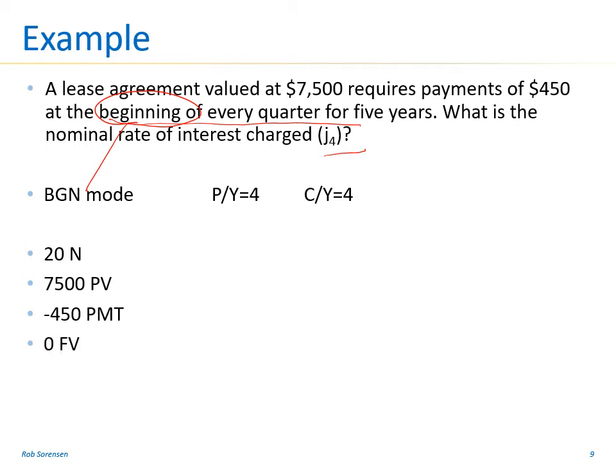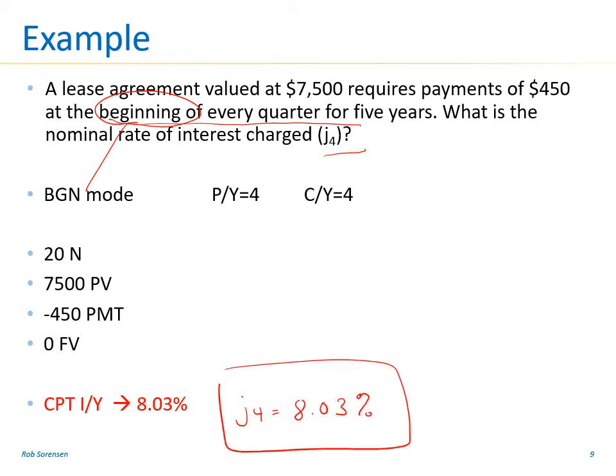0 should be the future value. We want it to be paid off at the end, don't we? So we'll have a 0 for future value. And then we go compute IY, and you get 8.03, which means, of course, J4 is 8.03. That's what the result means, isn't it? When you get it, it's the annual rate J, and to figure out what the M is, we have to go back up to whatever we put into CY. It's that easy when you're using the calculator, which is very nice.